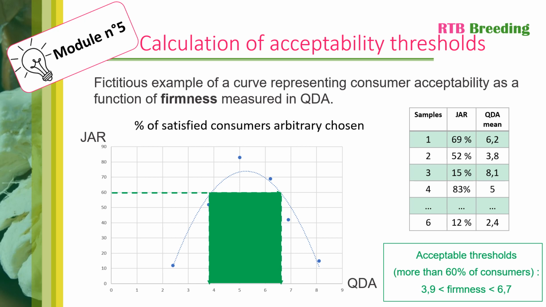Using the same calculation principle, it is possible to calculate the optimum thresholds. For this, we assume that 70% of the population must be satisfied. To have an optimal threshold for this product, the firmness intensity according to the QDA analysis must be between 4.6 and 6.